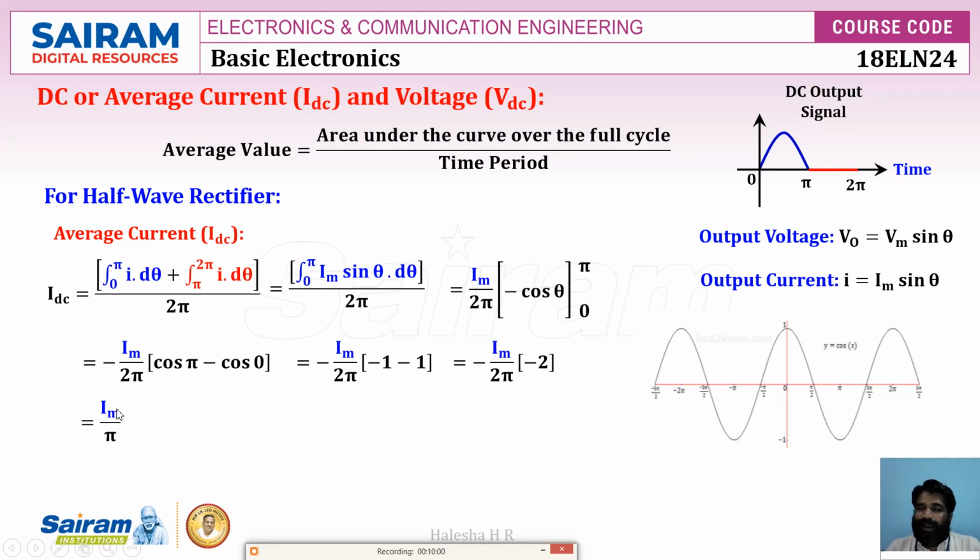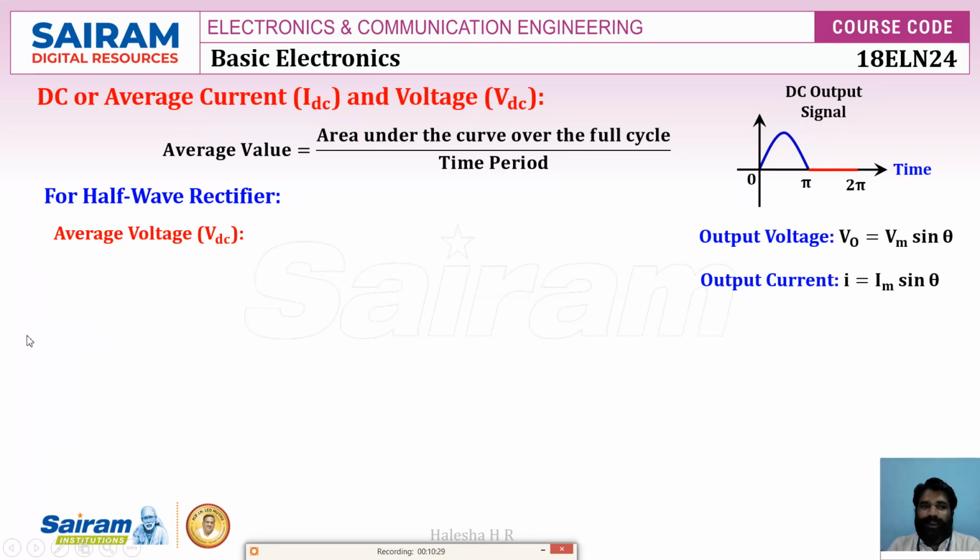IDC is equal to the maximum current Im by pi. We know pi value is 3.142, so 1 divided by 3.142 is 0.318 into Im. In terms of percentage, if you multiply by 100, it becomes 31.8% of Im. So IDC is equal to 31.8% of the maximum current. Clear now?